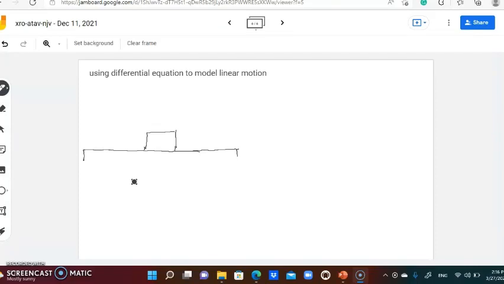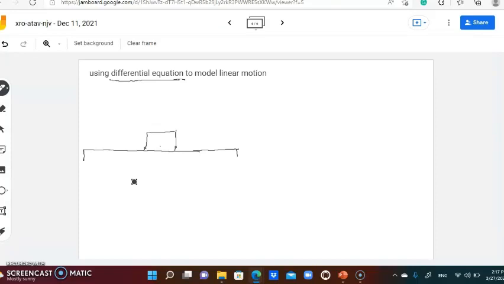Today we want to look at how we can use differential equations to model linear motion, and we're going to explain just how an object in motion can be modeled using a linear differential equation. We're going to use the concept of separation of variables to solve a linear motion problem.